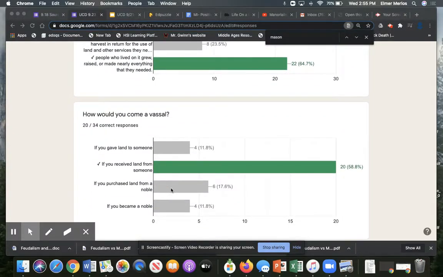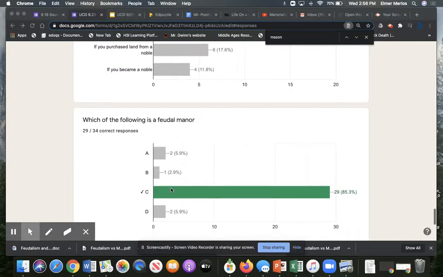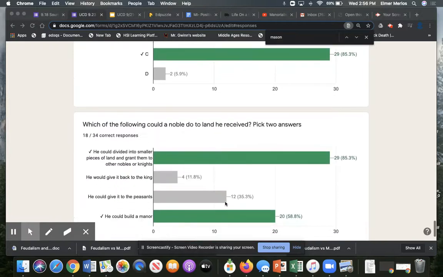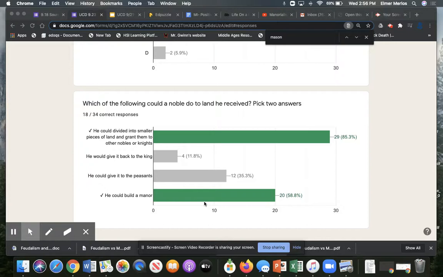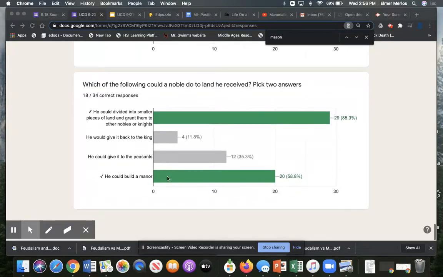How could you become a vassal? You become a vassal as soon as someone gives you land. You become their vassal, and they become your lord. The feudal manor was this picture: there's a castle or a big house, there's farmland, and so forth. Which of the following could a noble do with land? He could build a manor himself or have someone build a manor for him. And he or she could also divide it among the people he wants to give it to. He becomes their lord. He does not give it back to the king. He does not give it to the peasants. The peasants do not get any land.